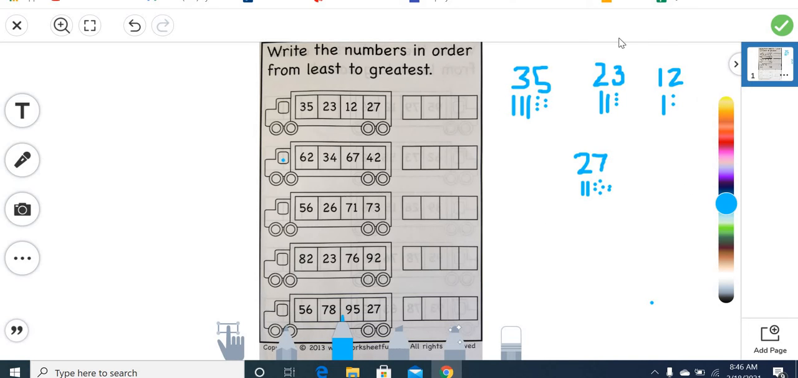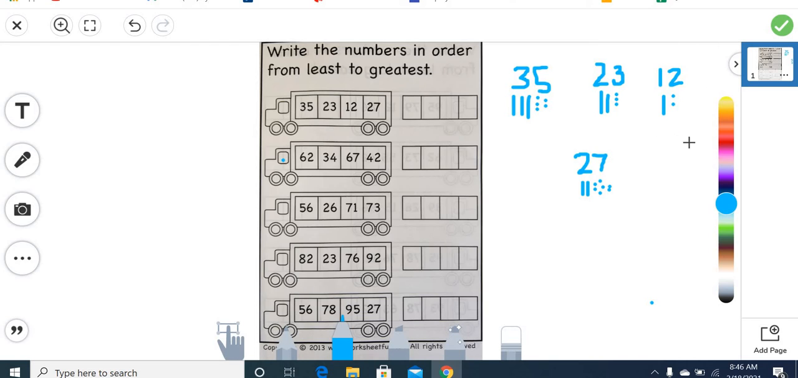So like I said, you can use all of this white space on the side to do your rods and dots, or you can use a scrap sheet of paper at home. So let's have a look at our numbers. Number 35 has 3 rods. Number 23 has 2 rods. Number 12 has 1 rod, and 27 has 2 rods.